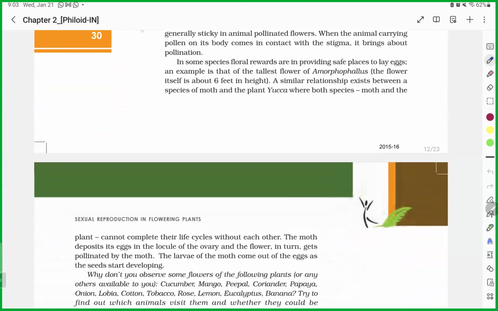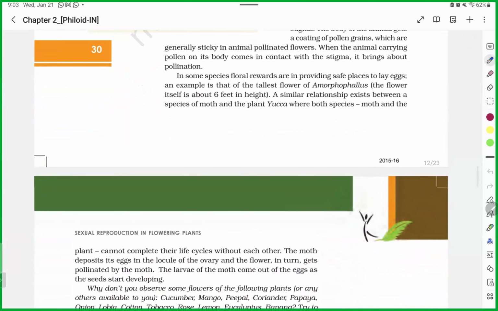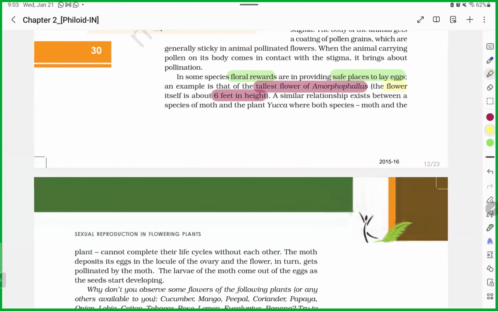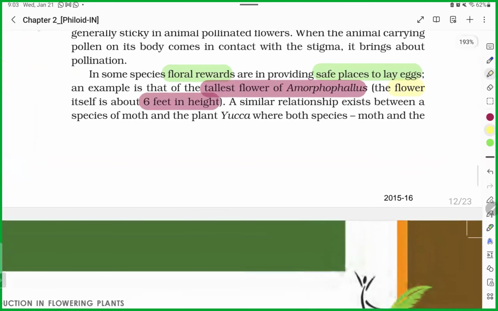So here you have the same topic but not the exact same statement. Fig fruit is given in your mutualism topic, in the chapter Organisms and Populations, but here it explains how things happen in plants that have mutualism. Some floral rewards are providing a safe place to lay eggs. Example: the tallest flower, Amorphophallus, which is 6 feet in height. Only the flower is 6 feet in height.